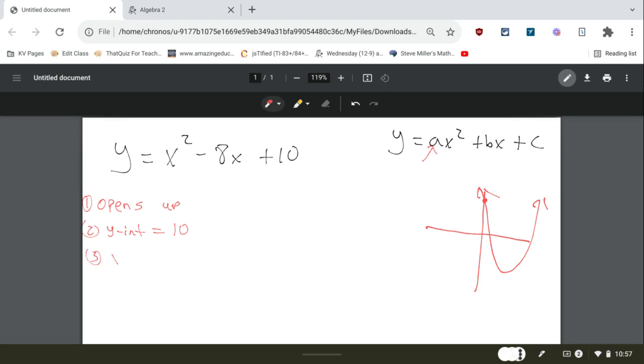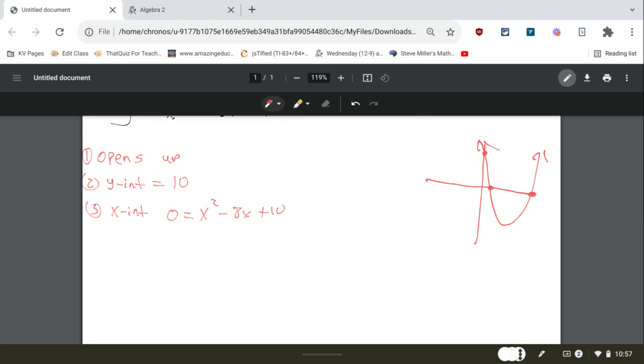The x-intercept. Okay, so this isn't going to be as easy as it was in factored form. But the main ways that you'll find the x-intercept is either by factoring or by using the quadratic formula. Okay, so I'm going to plug in 0 for y because that's how you find the x-intercepts. Okay, and I'm searching for these two spots here.